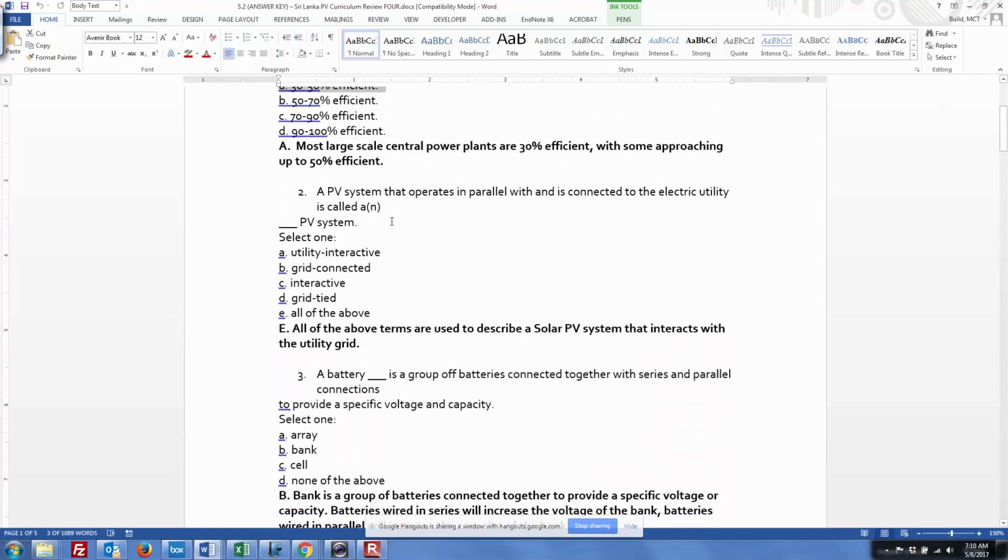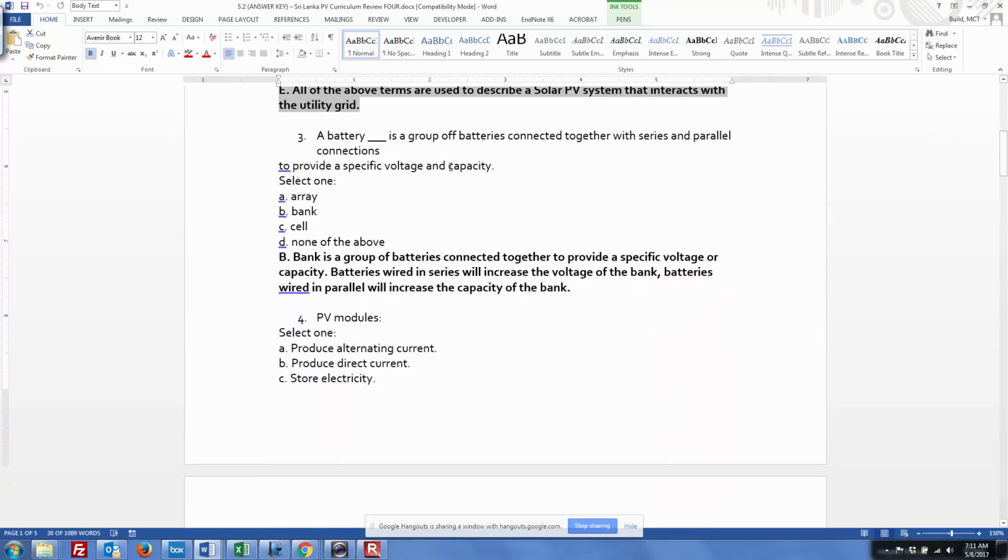The next one says a PV, a photovoltaic system that operates in parallel and is connected to the grid, is called which one? And it's E: utility connected, grid connected, interactive, and grid tied. Those are all different names, and I'll describe that. A battery blank is a group of batteries connected together, and that is B. It's a battery bank, which is several batteries together.